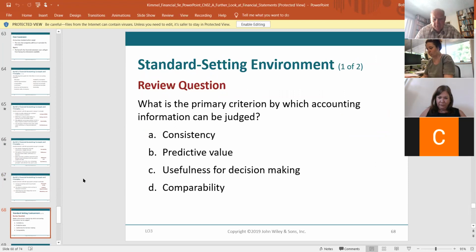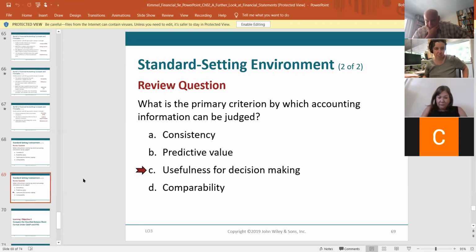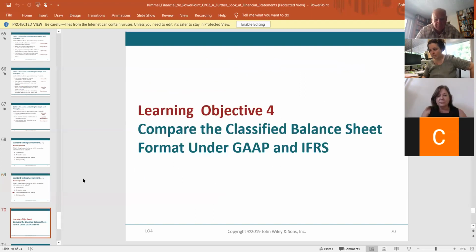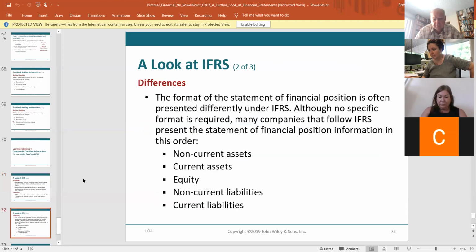What is the primary criterion by which accounting information can be judged? I actually was stuck on this one and I had to think about it. They're saying accounting information is good if it's useful for decision making. You might make the wrong decision. You might make a decision to buy a fax machine company now, but you had the right information in front of you. You just didn't use it correctly. Here, this is international. We're not going to get into international.